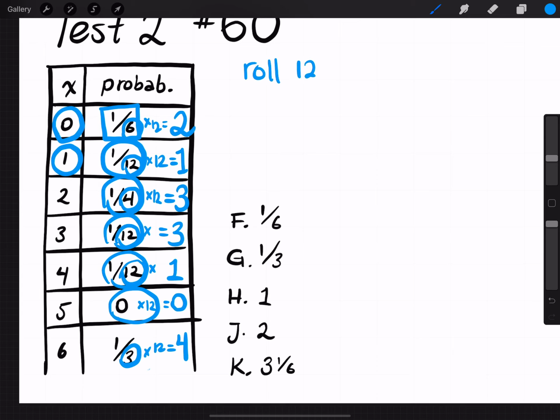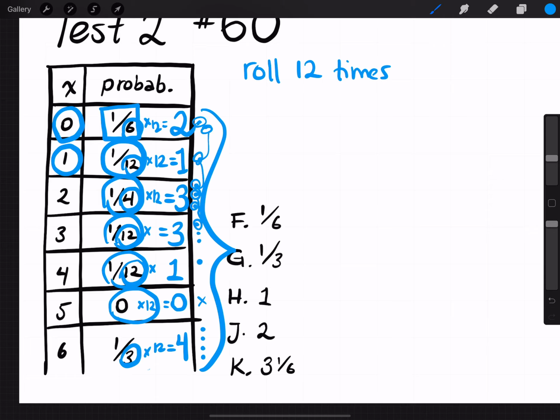Roll 12 times. If you rolled 12 times, then probably of those 12 rolls you would have gotten all of these numbers: twice here, once here, 3 times this time, 3 times this time, once here, never here, 4 times this time. Just to make sure that I'm doing this right, does this actually give us 12 rolls? 1, 2, 3, 4, 5, 6, 7, 8, 9, 10, 11, 12.